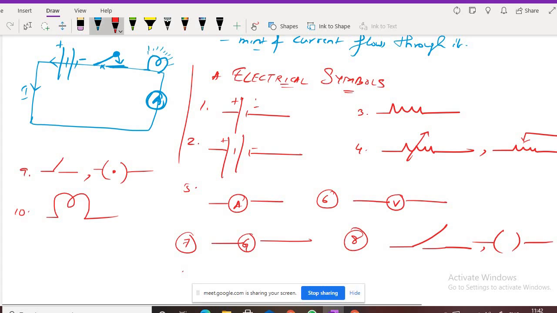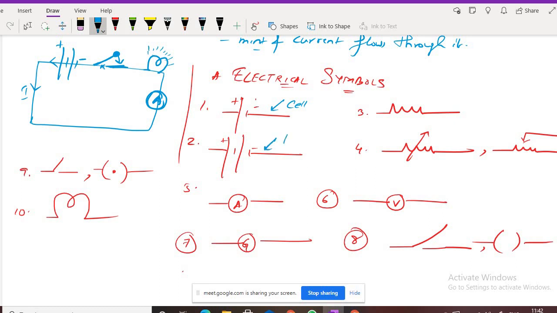One by one. What is this, my dear? This is called a cell. This is the symbol of a cell. The pencil battery that you see at your home, that you put inside a TV remote or any remote control. You know, yes or no? Yes, sir. Those are not batteries. We should call them cells.